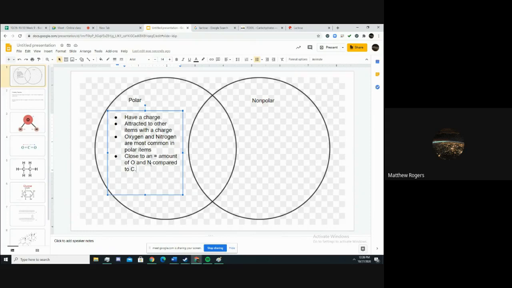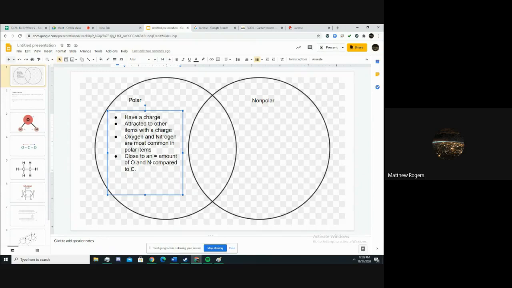So for example, if I have 10 carbons, for it to be a polar molecule, I'm probably going to need somewhere around 10-ish. It doesn't have to be exactly 10-ish oxygen and nitrogen atoms for it to be polar.